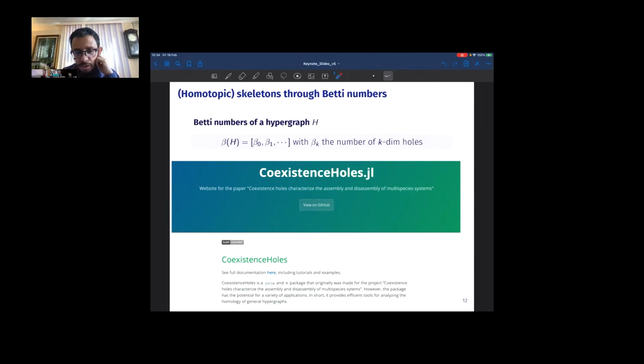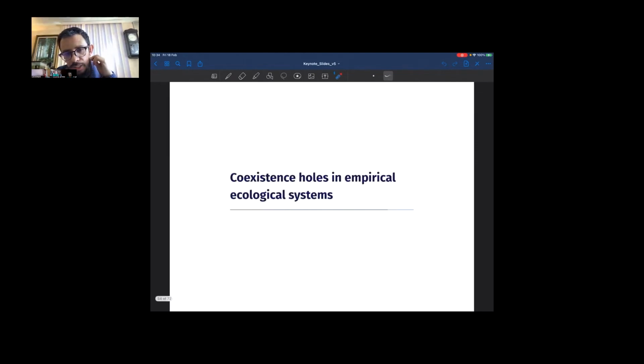So to spare you any trouble, what we did for you is pack all these tools together into software written in Julia that we call Coexistence holes, and that you can easily download and use on your computer. In fact, we have tutorials if you want to use it either with Julia or R. So you can very easily calculate your favorite coexistence holes.